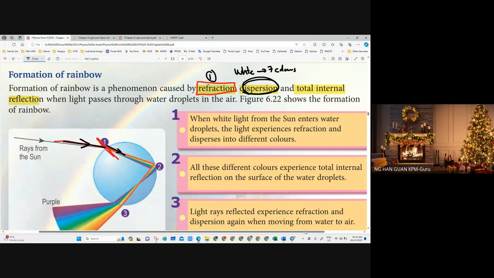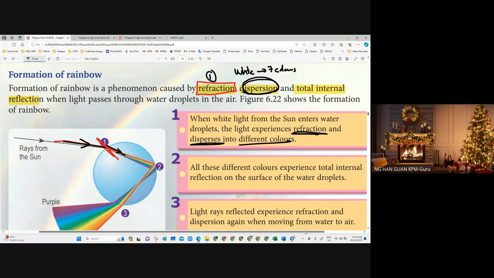So why and how does dispersion occur? Because all the different colors of light have different wavelengths. When they have different wavelengths, because of the refraction, they will be refracted at different angles. At your SPM level, you don't really learn the detail of dispersion, so you only have to remember that different colors have different wavelengths. Therefore, when they experience refraction, they will be dispersed into the 7 colors due to the different wavelengths and different angles of refraction.